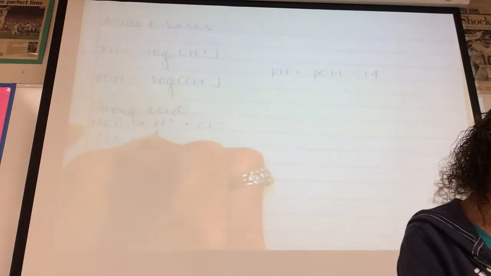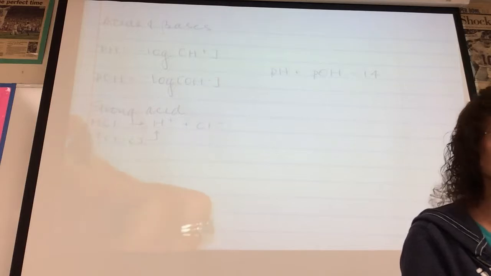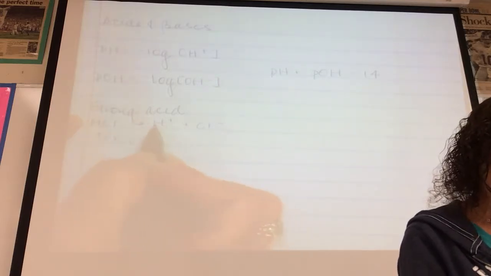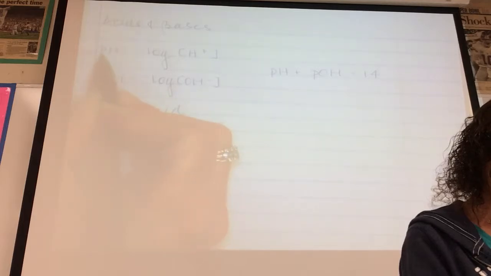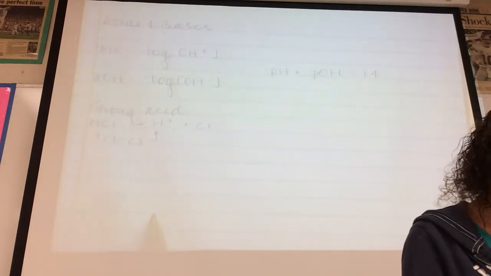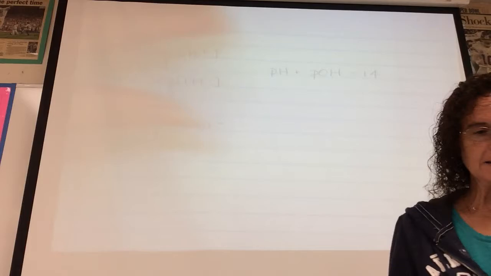So if I were to give you the concentration of hydrochloric acid, that would be equal to the concentration of proton, and you could get the pH by doing negative log of the proton concentration.